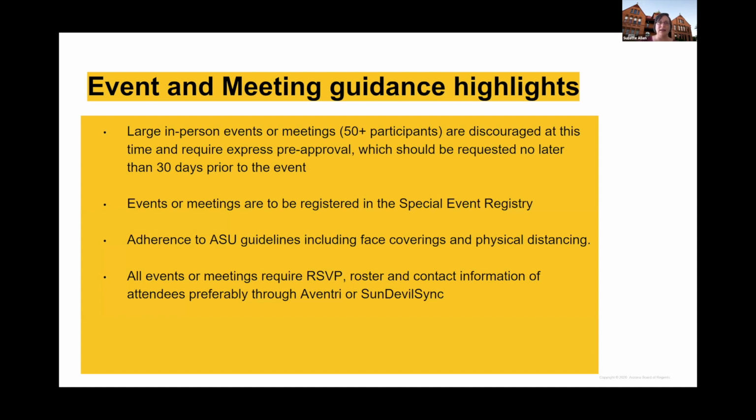Event and meeting highlights. So large person events or events and meetings over 50 are discouraged at this time and require express approval. 30 days is requested in order to get the approvals pushed through. Events or meetings are to be registered in the event registry, adhering to the ASU guidelines, face coverings, physical distancing, and then all events or meetings require the RSVP. Attendees preferably through Eventry, or if you are a student, required through Sun Devil Sync.